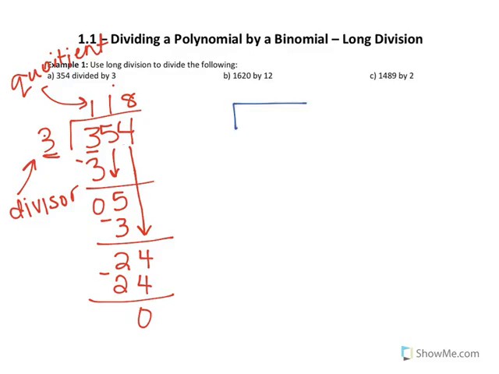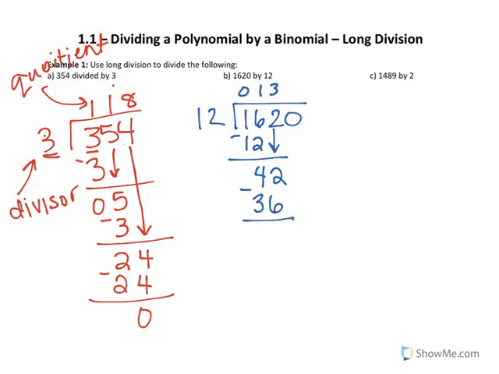Okay, so we have 1620 divided by 12. This one we have to go for the first 2 digits because it's a 2-digit number. So it doesn't go into 1, but it goes into 16 once. Write the number down, subtract it. The difference is 4. Bring down a 2. 12 goes into 42 3 times. 3 times 12 is 36. Subtract the two numbers and we get 6. Bring down the 0. 12 goes into 60 5 times exactly. No remainder.